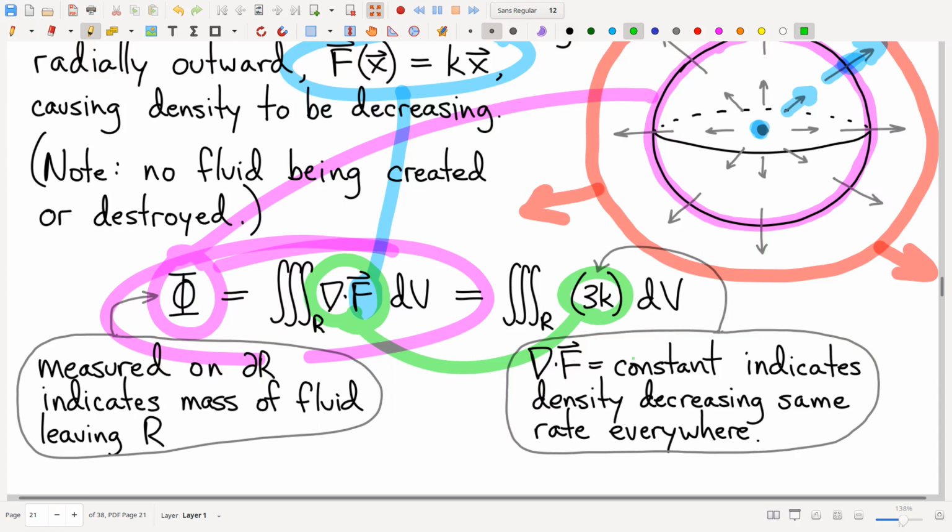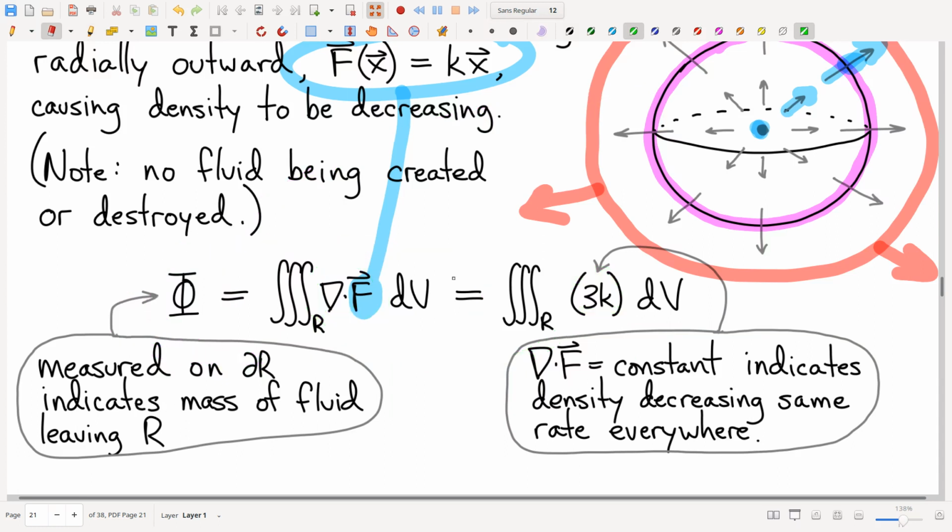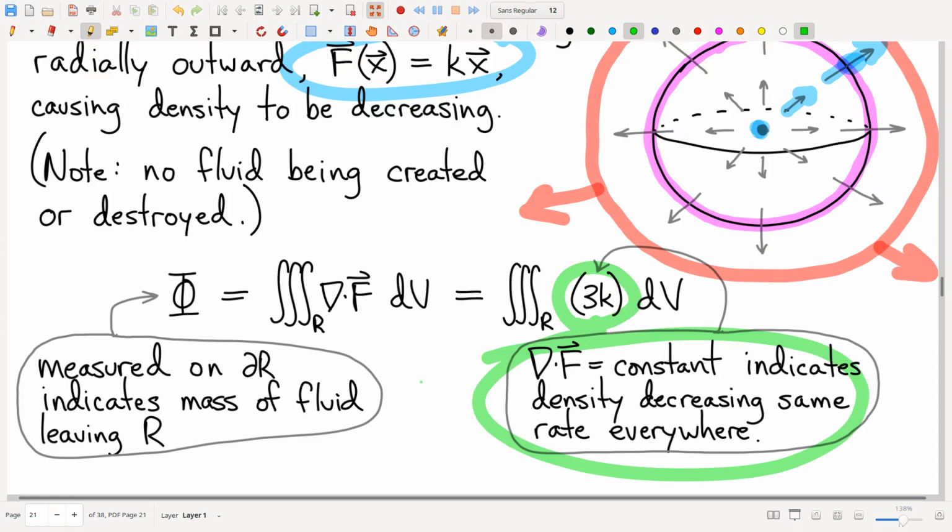So what we have here, this 3k, what the divergence is representing here. Let's see here, green, yeah. Divergence is representing the rate of change of air density everywhere inside of this purple surface.